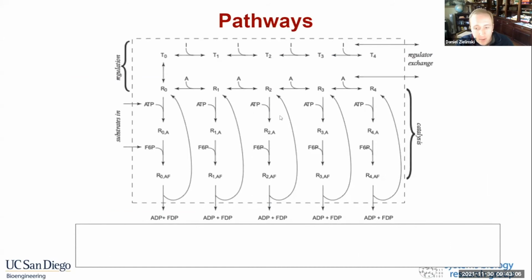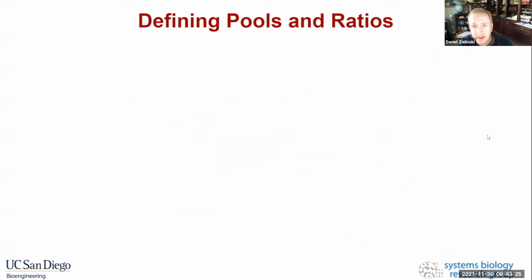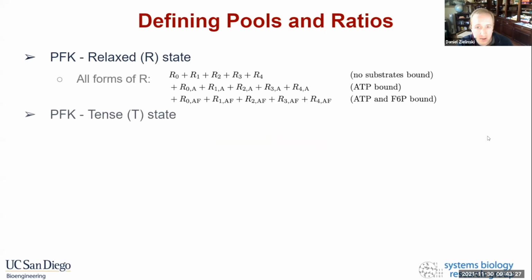And then there are different pathways that you can derive from this. This is more steady state kind of analysis, but there are different reaction paths that can be analyzed in the S matrix, the stoichiometric matrix. The null space of it models the different catalytic paths through the enzyme. You can also define key pools, so all of the forms of the R form.